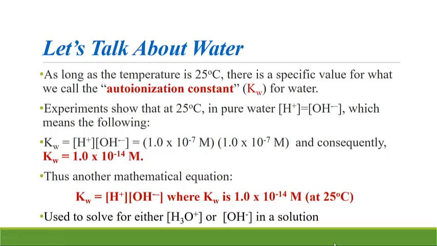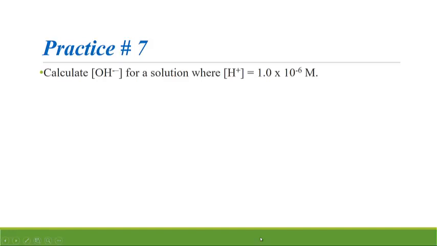And this is helpful for figuring out, once we know either of these, the pH or the pOH. So let's look at a couple problems. Calculate the hydroxide ion concentration for a solution where the hydrogen ion concentration is 1.0 times 10 to the negative 6. So to figure out the hydroxide concentration, we're going to use that Kw value.